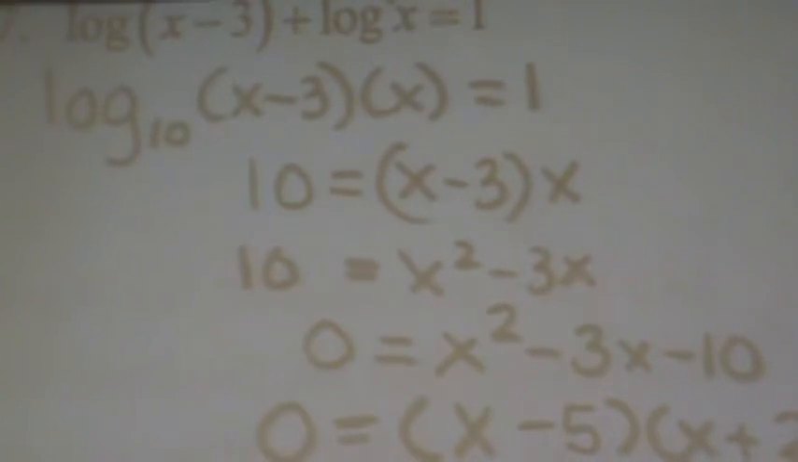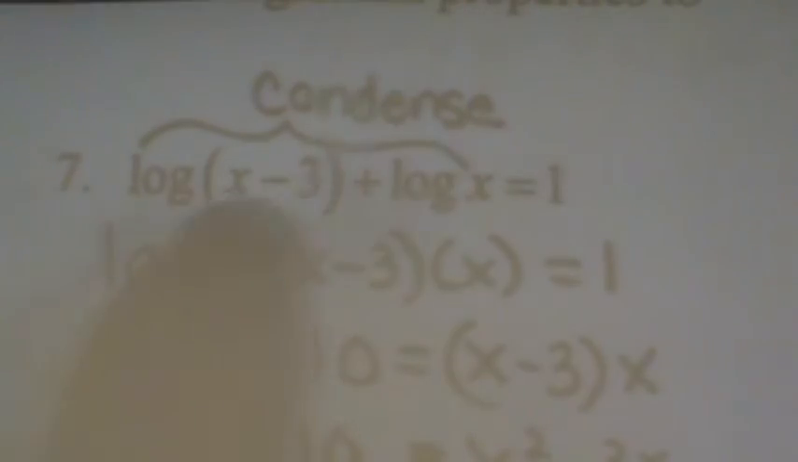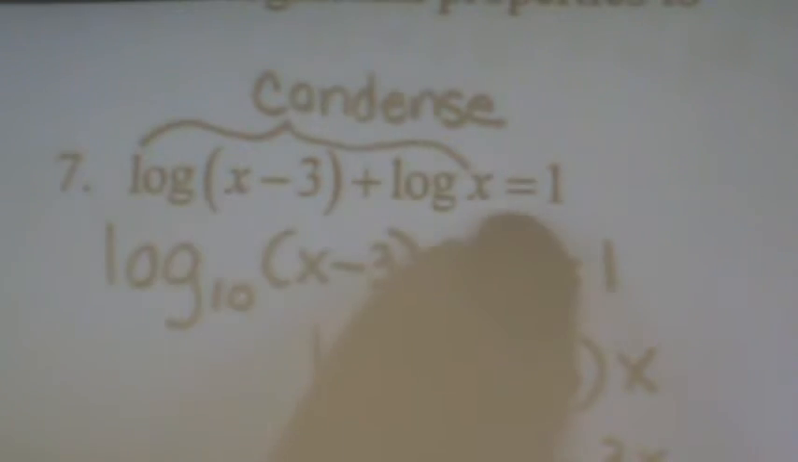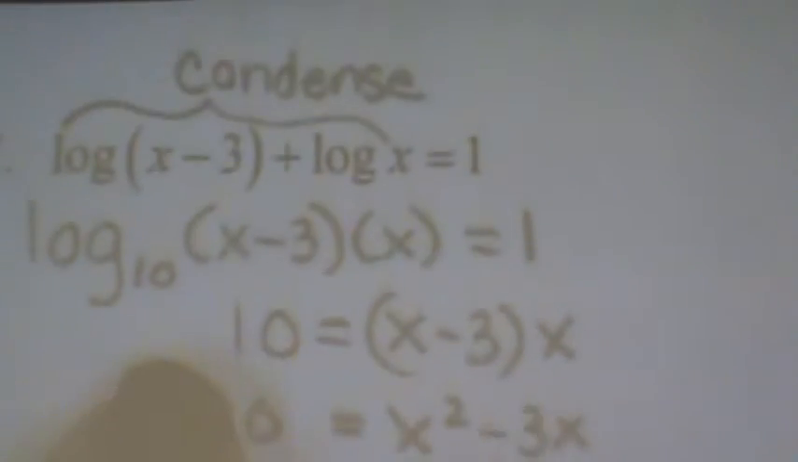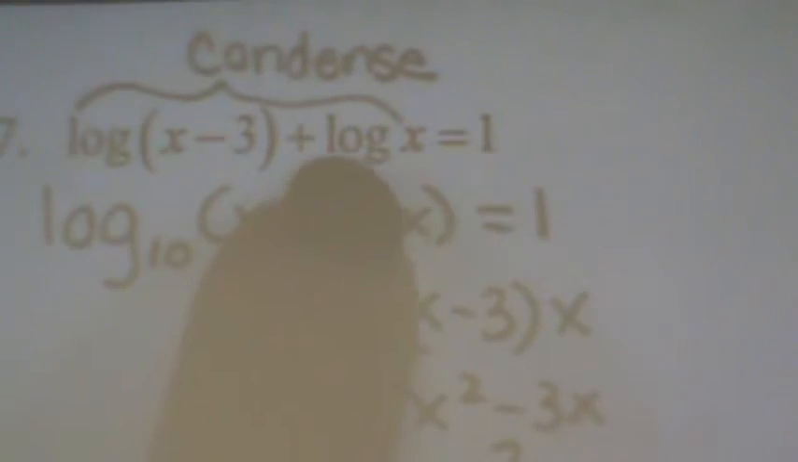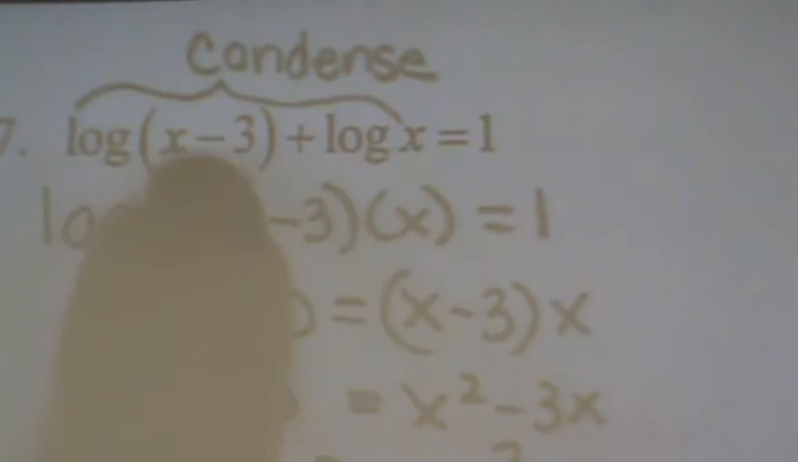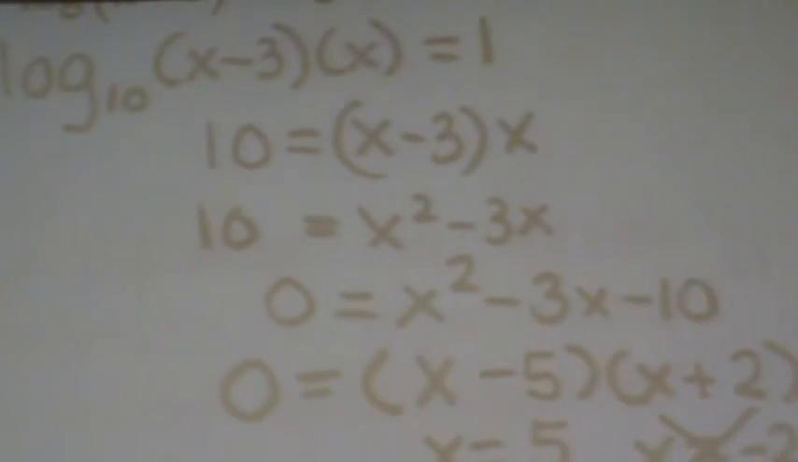But when I pick each of these answers up, 5 is fine. 5 minus 3 is 2, and 5 there is fine. But the negative 2 poses a problem. I can't have log of negative 2. It's undefined. Can't do it. Can't have it here either. So guess what you're going to do with this answer? You're going to cross it out. Questions?